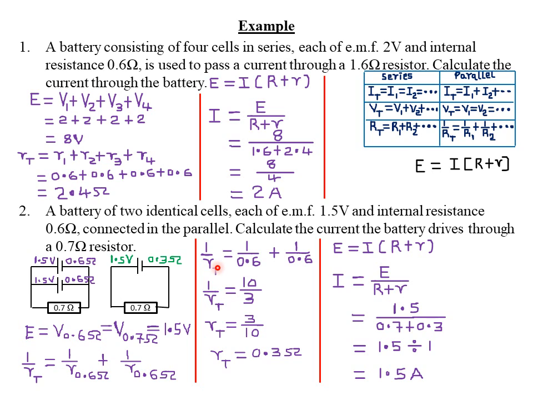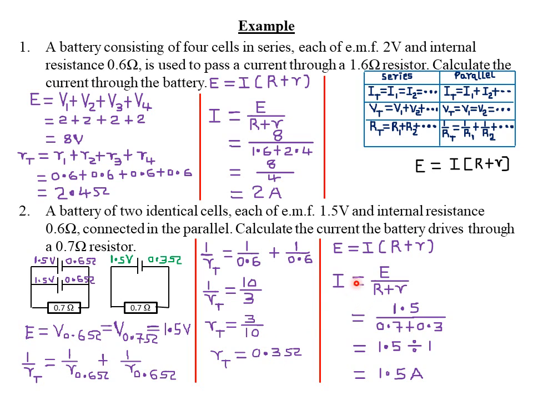1 over R total will be equal to 1 over 0.6, which is the resistance through one of the resistors, plus 1 over 0.6, since we are told that each has an internal resistance of 0.6. So 1 over 0.6 plus 1 over 0.6, you'll obtain 10 over 3. So 1 over R total is equal to 10 over 3. If I take reciprocals on both sides, I'll simply have R total being equal to 3 over 10. Therefore, the total internal resistance through the battery is actually 0.3 ohm. That is 3 divided by 10, we get 0.3 ohm.